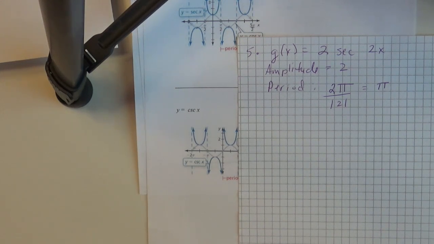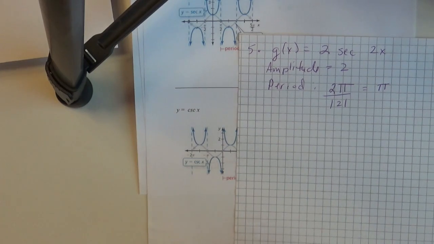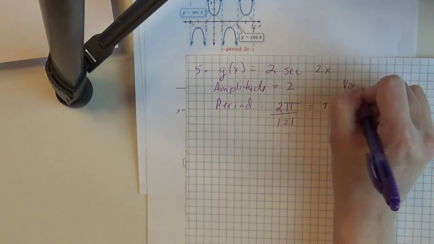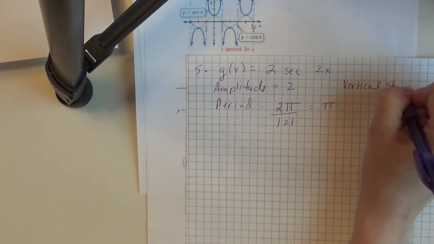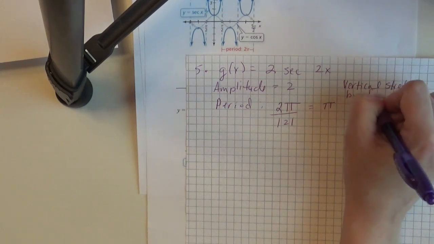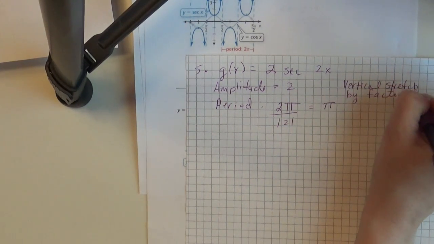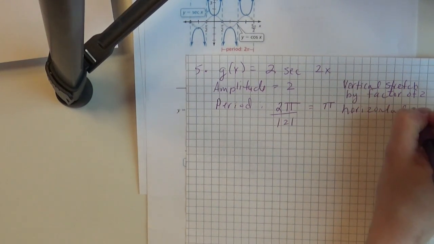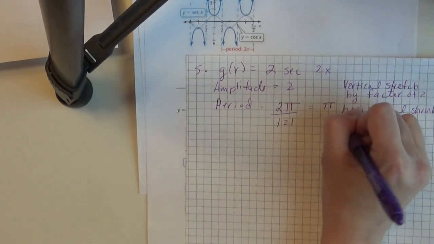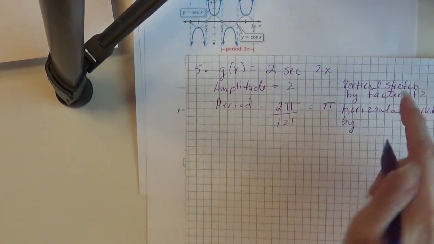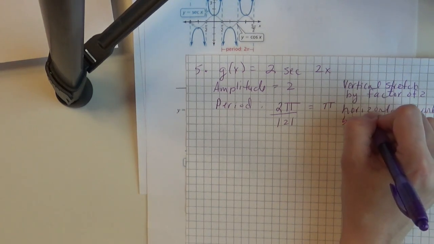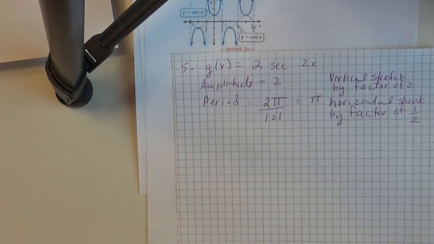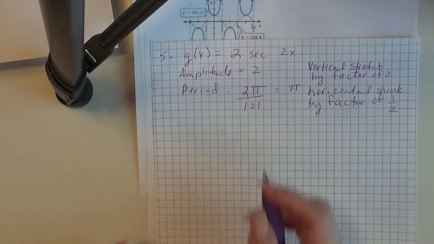And if you want, before you even graph it, you can talk about the transformations. This 2 is a vertical stretch by a factor of 2. And it's a horizontal shrink by a factor of the reciprocal of b, so 1/2, by a factor of 1/2. Okay? And that's all we need to graph it.